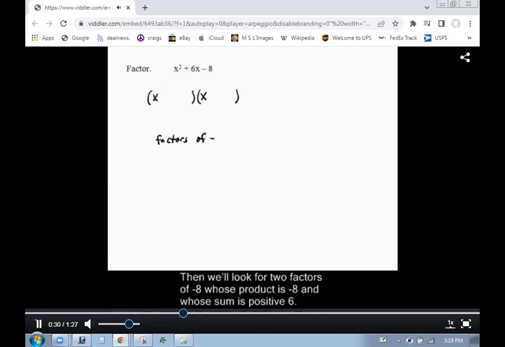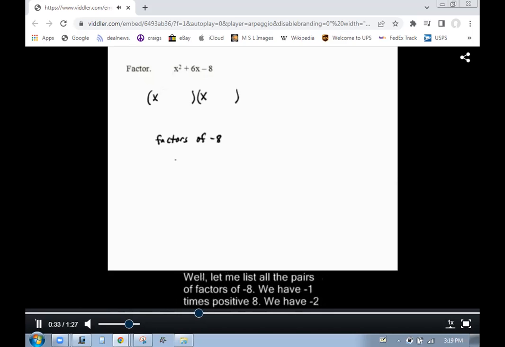In this video, we need to factor the trinomial x² + 6x - 8. Since the leading coefficient is 1, I'll set up two binomials, and the first term of each binomial will be x. Then we'll look for two factors of -8, whose product is -8, and whose sum is +6.